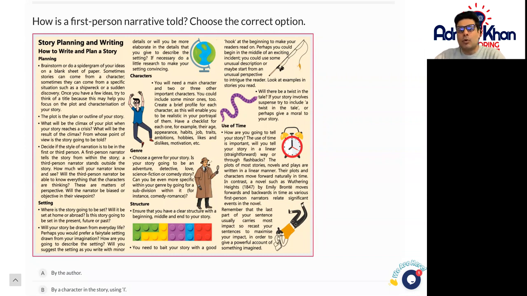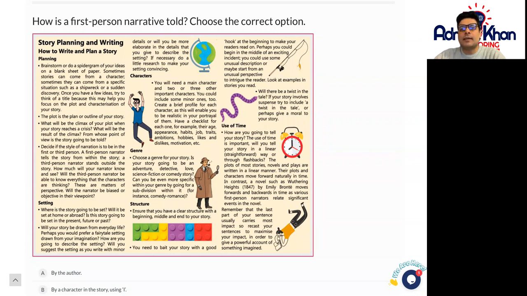Setting is where the story is going to be set. Is it going to be home, abroad, in school, in the daylight, in the dark? Or is it actually going to be in a jungle? Or is it going to be in the city center? So that's entirely up to you. But the setting is also very important because the storyline and the setting pretty much have to fit in a way which makes the story stronger.